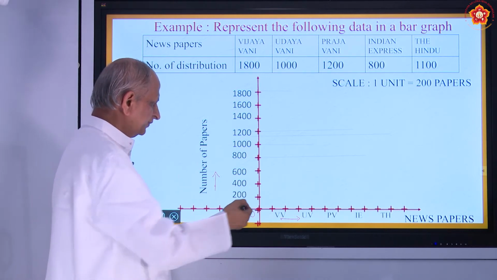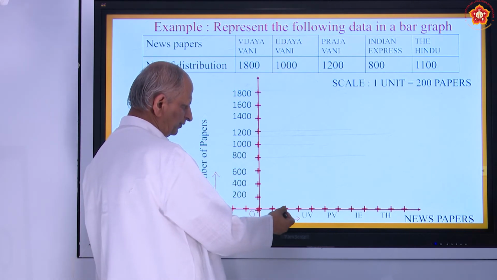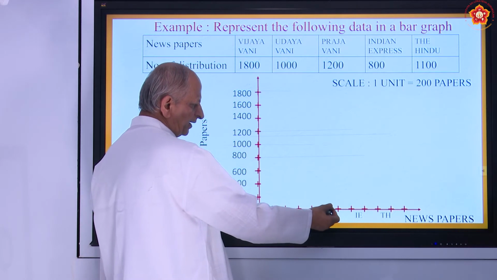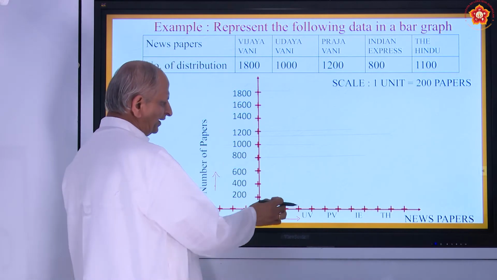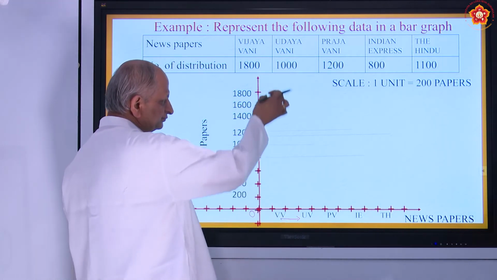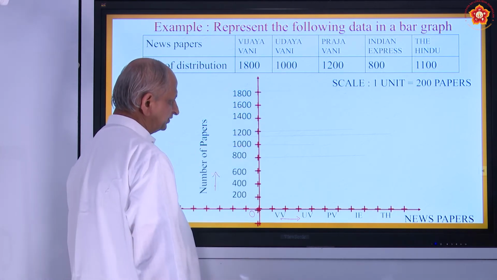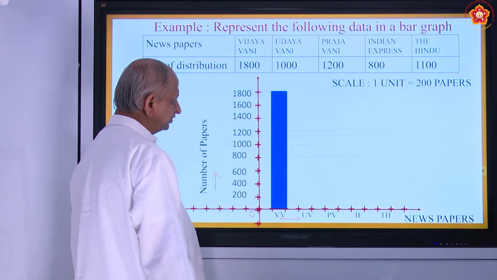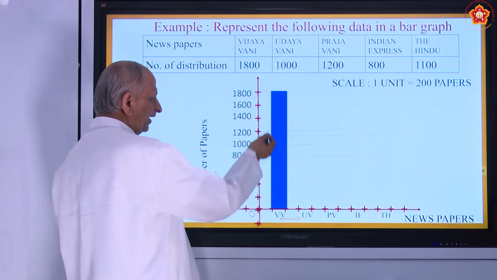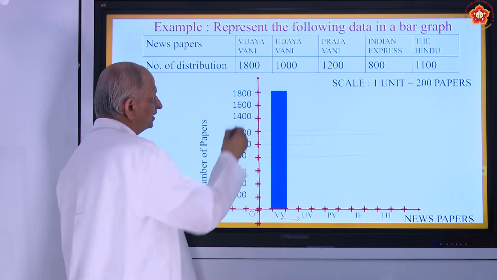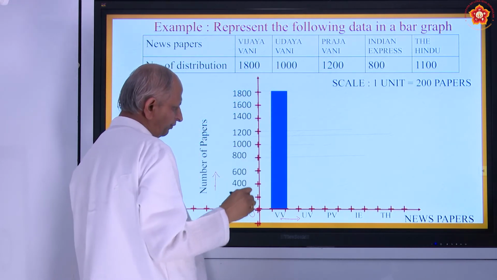Coming to the x-axis, you have Vijayavani here. The first is Vijayavani, second is Udayavani, Prajavani, Indian Express, the Hindu. And this is about half a centimeter, that is the breadth of the rectangle, and this is the length, this is the decided length. So you have to draw what are called vertical columns or bars. So this is the bar diagram of Vijayavani. Vijayavani has 1800 papers being distributed in that particular town.